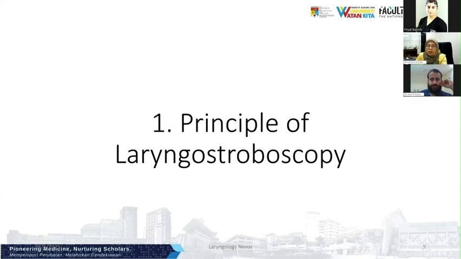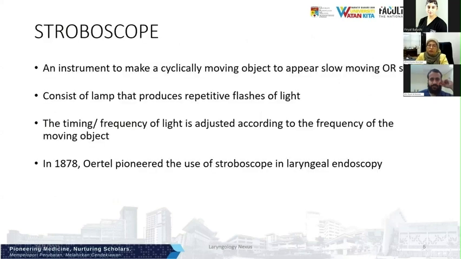characteristics. Now, we're going to talk about the principle of laryngostroboscopy. First of all, before we see the vibration, we have to understand how it works. How does the stroboscope, which is coupled with laryngoscopy, help us to visualize the vibration? Stroboscope is not something new. It has been used by other people. It is basically an instrument that makes a cyclically moving object appear slow motion or static.